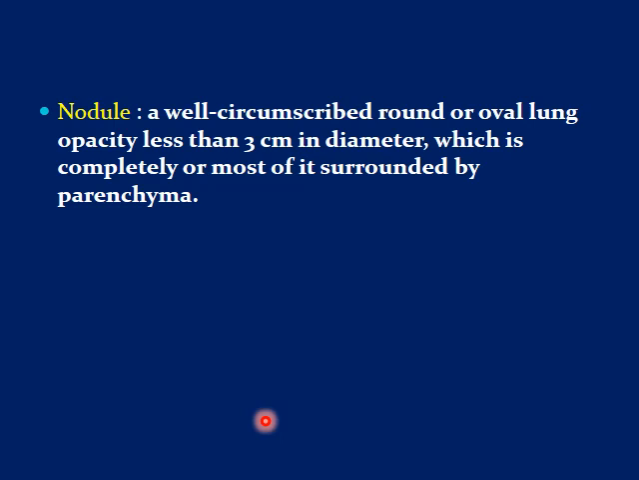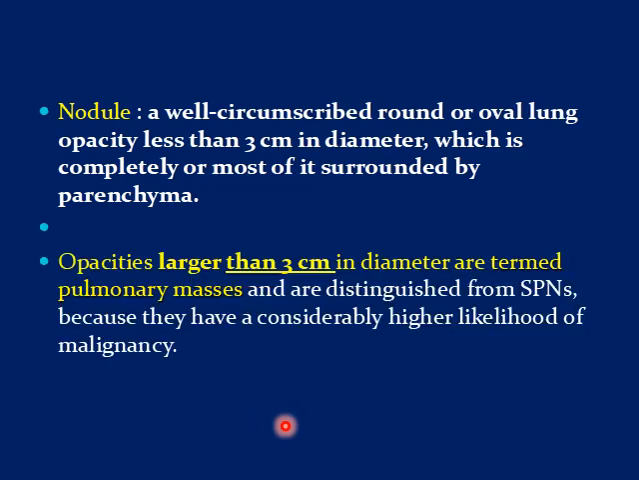By definition, a nodule is a well circumscribed round or oval lung opacity less than 3 cm in diameter, which is completely or mostly surrounded by parenchyma. While opacities larger than 3 centimeters in diameter are called pulmonary masses and are differentiated from solitary pulmonary nodules because they have a higher likelihood of being malignant.